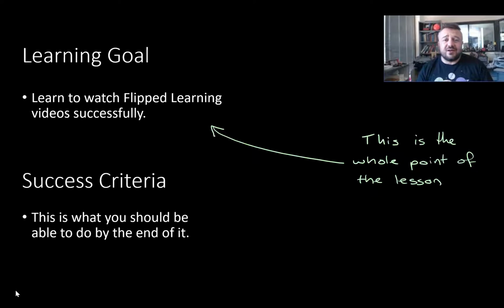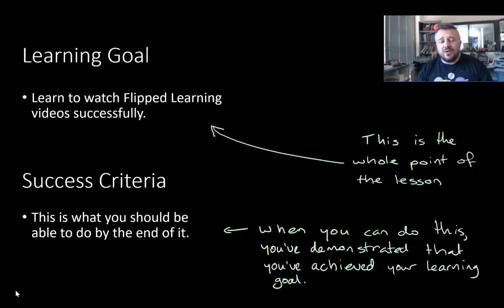Then we have a success criteria. This is when you've completed this lesson. This is what you should be able to do by the end. And you'll know you've understood it. You'll know you've learned it when you can do this. If you are in one of my classes, this will be written down at the start of your notes every single time. Okay? If you're not in one of my classes, do what your teacher says. If you're a teacher, tell your kids to do whatever you want. Make them do what you say.